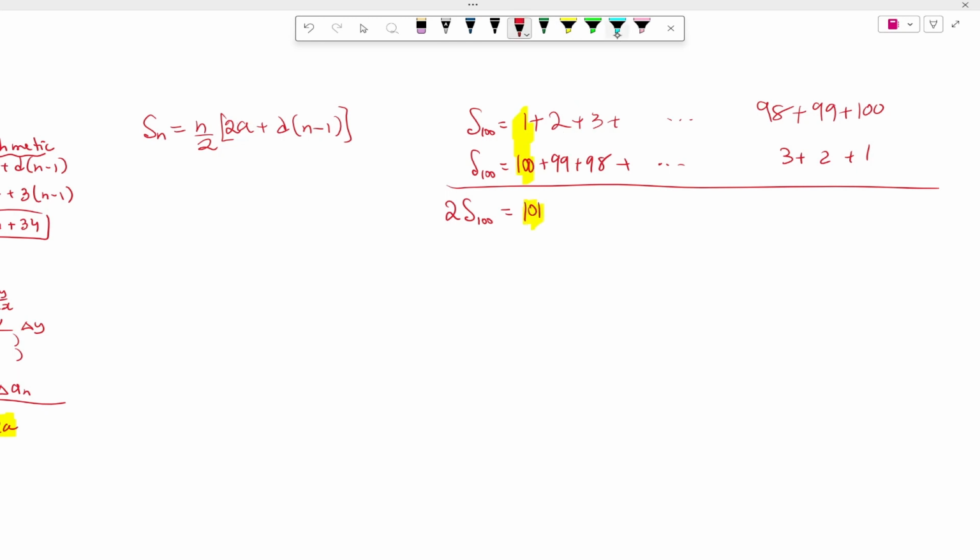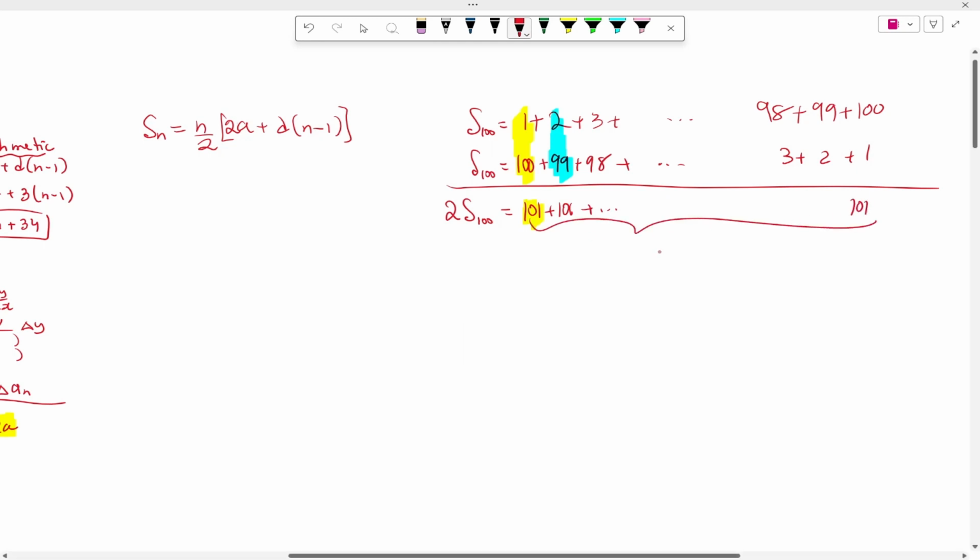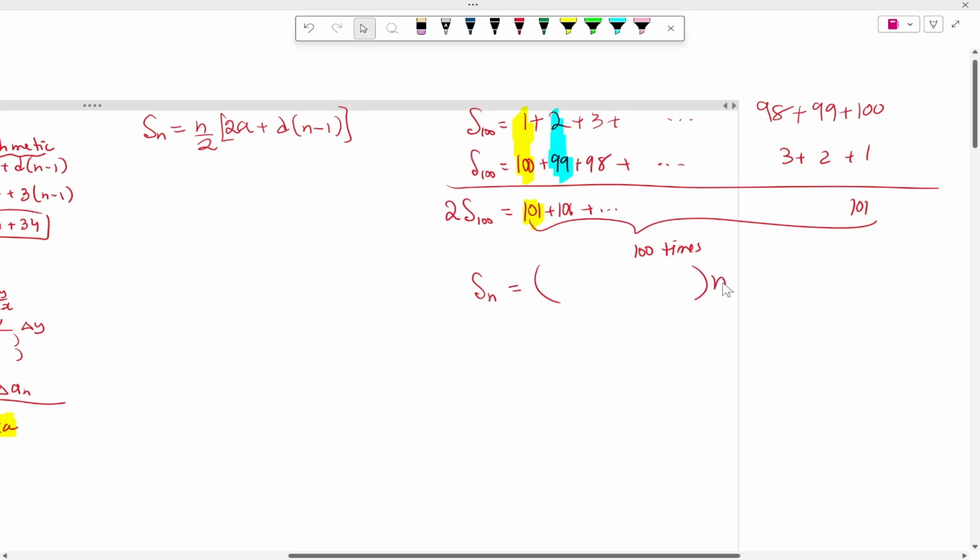101. And then if you add these 2? 101. And you get the same number how many times? 50 times. Think again. How many terms do we have? Oh, yeah, 100 times. Right? And so in general, Sn, right? So the 100 here will represent how many terms we're doing. It's going to be found by multiplying by n. So 100 times is how many terms you have.